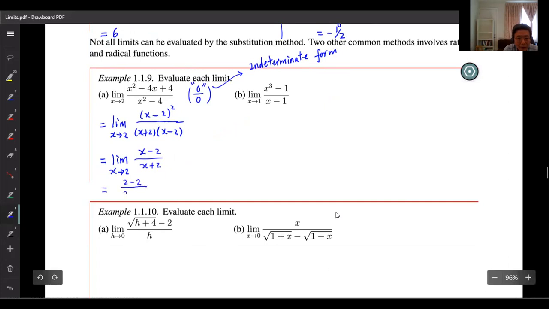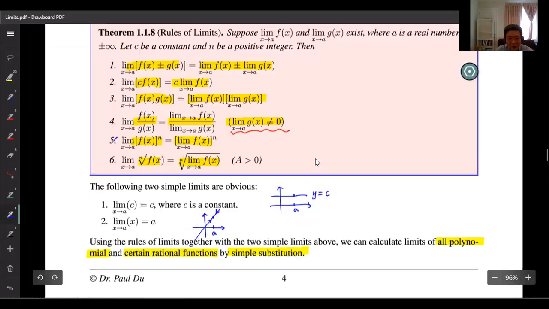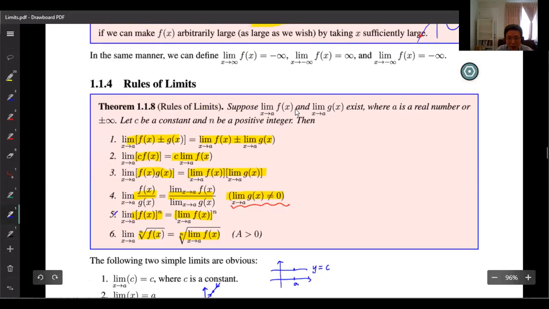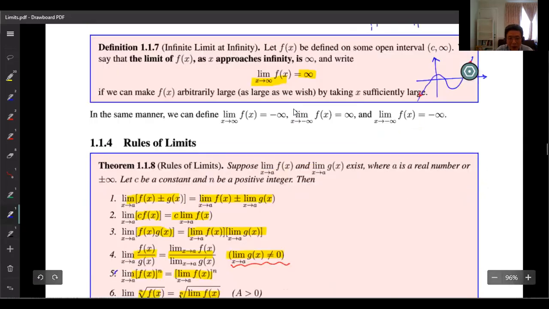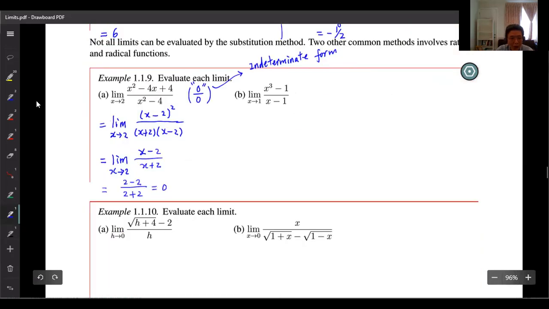So now we can plug in once we cancel out x minus 2. Now we can plug in. That's good. I think everything so far is conceptually easy to understand, both graphically and algebraically, until we get here, where you need good algebra skill.